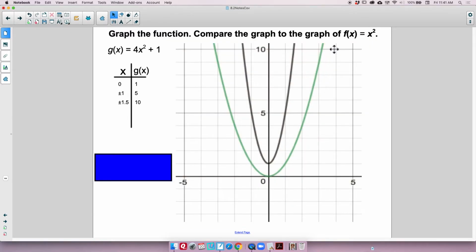And your parent function is obviously in green. What you just graphed is in black. And what do you notice? It's definitely steeper, right? So it's a vertical stretch. And the graph is vertically translated 1 unit up. Okay, so it's steeper, it's a vertical stretch. Think about stretching your arms up, and the whole thing is moved up by 1 unit.